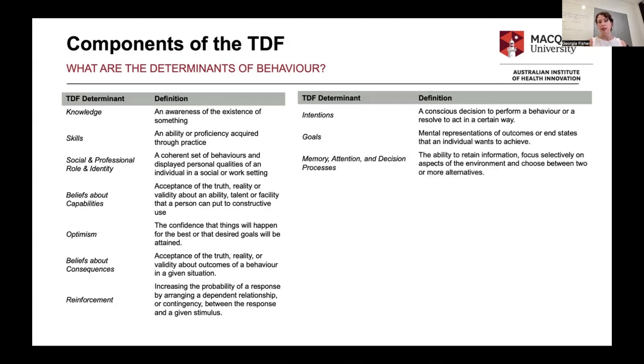Something called your memory, attention, and decision processes. So your ability to retain information, to focus selectively on aspects of the environment, and to choose between two or more alternatives. A more concrete example of this might be decision fatigue, when you have too many options available and you find it hard to pick between them. That would fit into this category of the TDF.